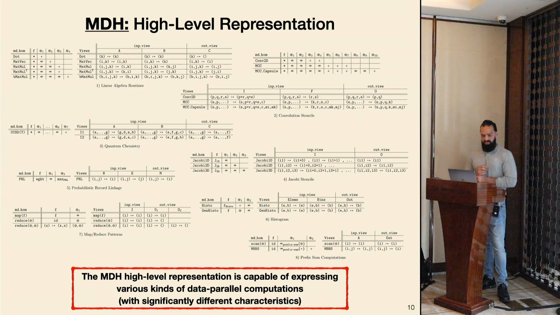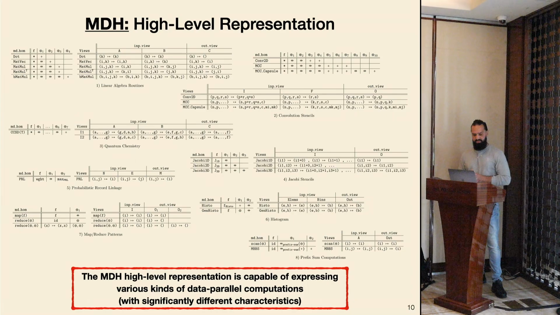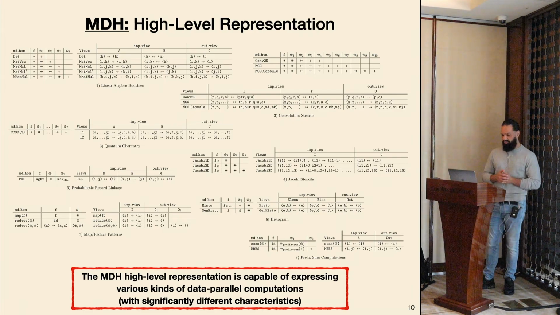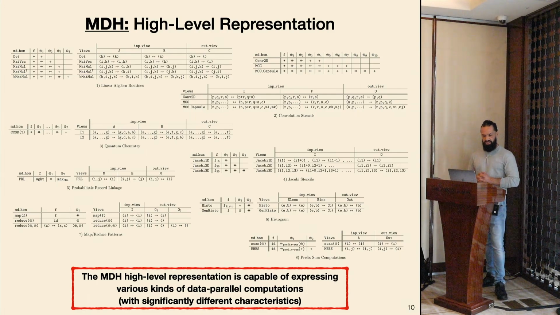Then we've also expressed further examples, like for example convolution-like stencils, Jacobi stencils, which differ from linear algebra routines by accessing neighboring elements in their input data. Then we have quantum chemistry computations, probabilistic record linkage, which is an important example from data mining used to identify duplicate entries in a database, histogram computation, map-reduce pattern, prefix sum computation, and so on and so forth. So we consider this as a diverse set of different data-parallel computations here.